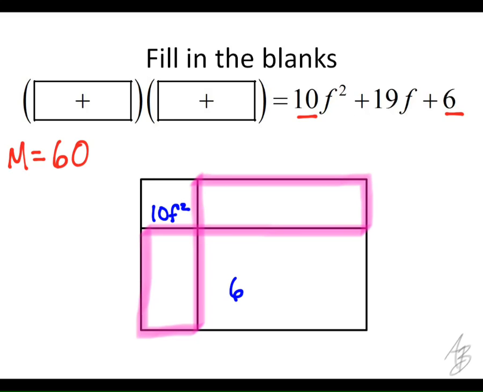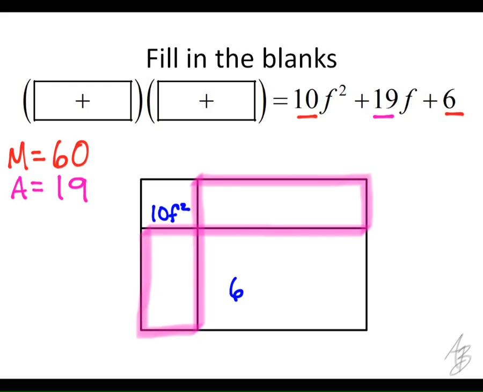It's not always going to be 60. It just happened that way in two problems in a row. What is A going to be? That is going to be 19 because that's the middle term, right? Okay, and the reason A is 19 is because we need these two areas here to add up to 19.